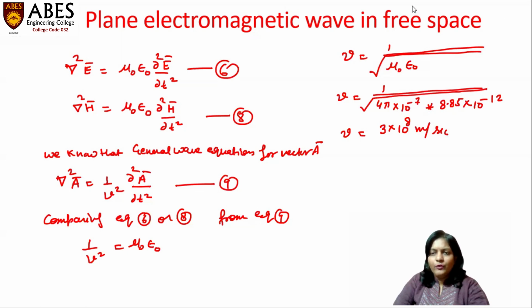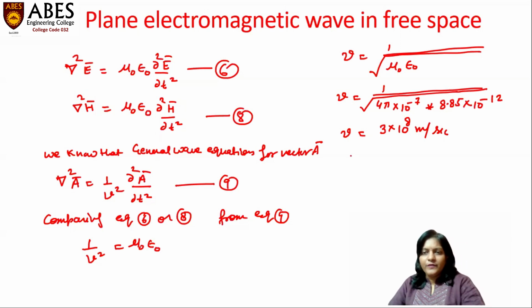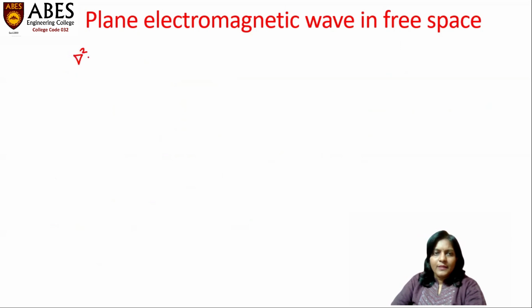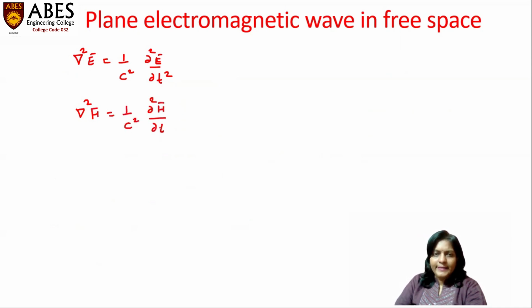It gives the value of V, which is equal to the velocity of light c. In this way, equations number 6 and 8 can be written as del square E is equal to 1 upon c square del 2 E over del t square, and the equation in terms of H can be written as del square H is equal to 1 by c square del 2 H by del t square.